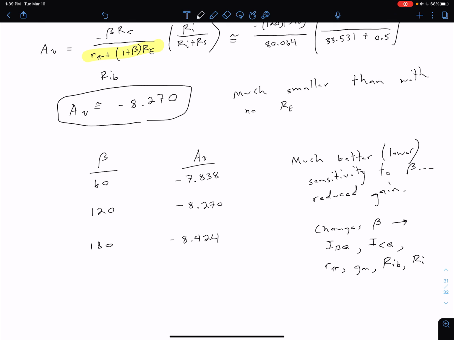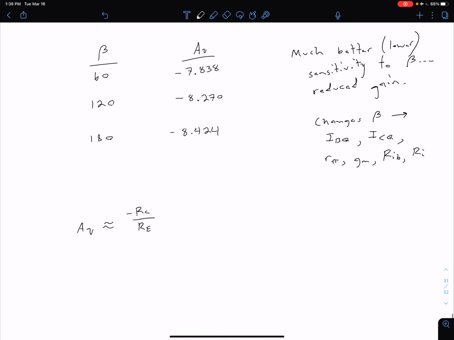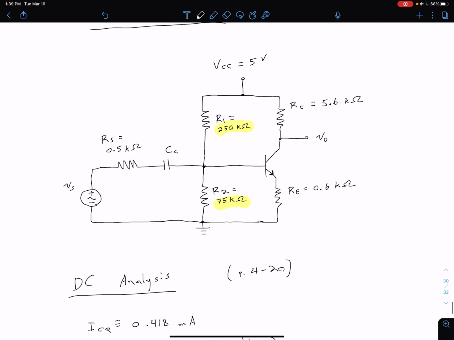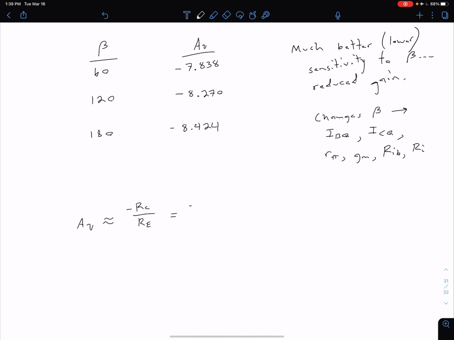But ultimately, as we see here, we're going to have much smaller changes in our AV as we have changes in that beta parameter. One other thing I want to note briefly is that earlier in the notes, when we were looking at this configuration, we said that we can make an approximation of our small signal voltage gain of negative RC over RE. Let's see what that gives us for this circuit, and how good an approximation it is. We have 5.6k for RC and 0.6k for RE. If we plug those values in, we have negative 5.6 over 0.6, and that gives us negative 9.3 repeating.